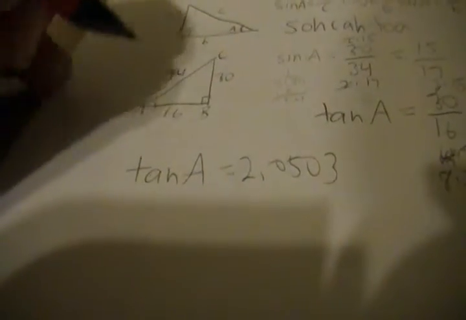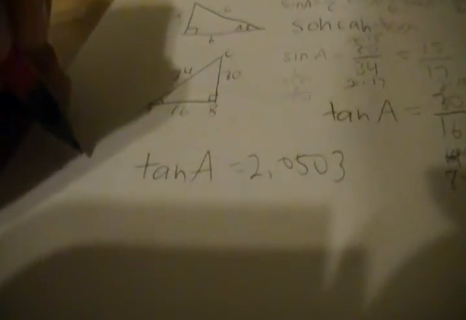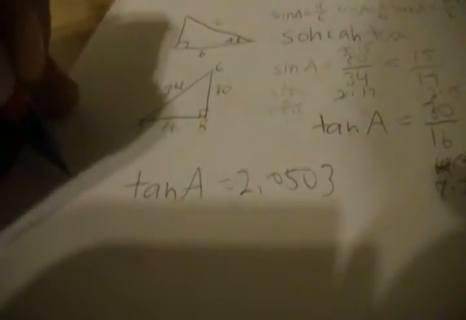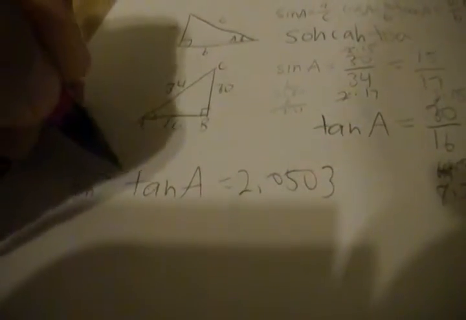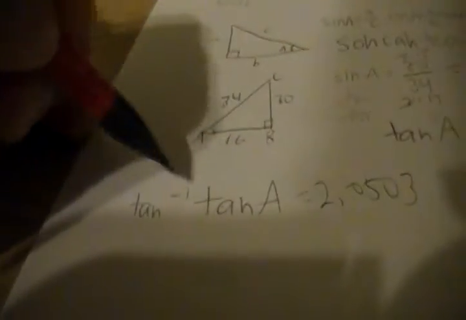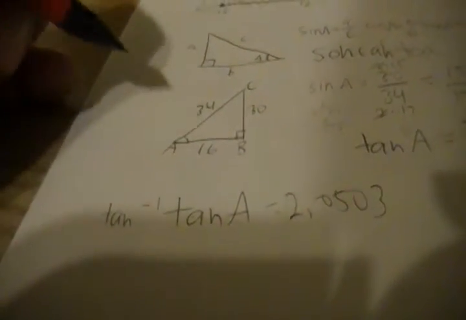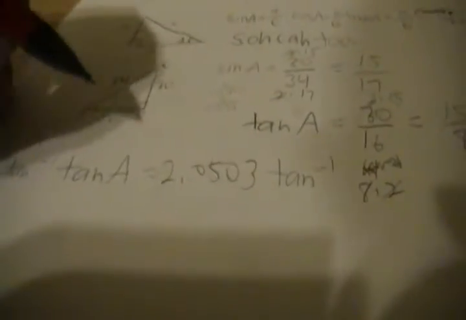Now to do that, we have to find what we call the inverse function of tangent. So what we have to do is multiply both sides by the inverse function of tangent. The way we write that is tangent to the -1. That's what we call the inverse function. And we also have to multiply the other side by tangent -1.